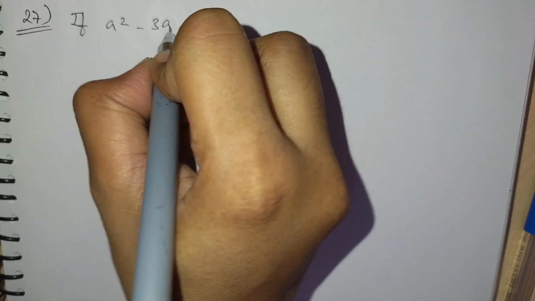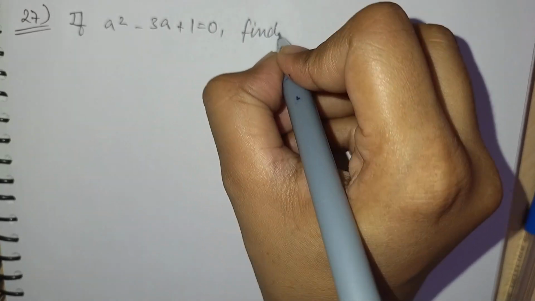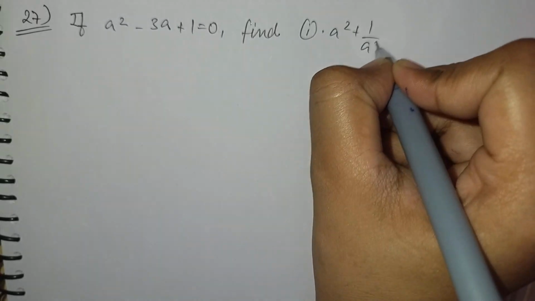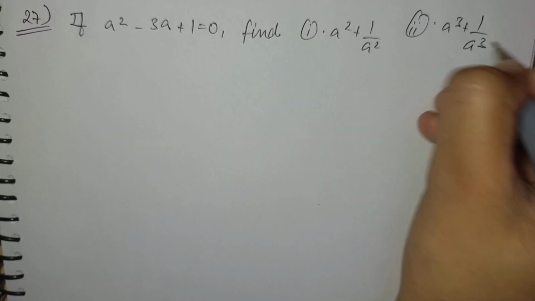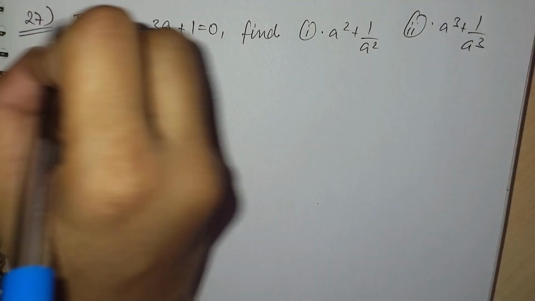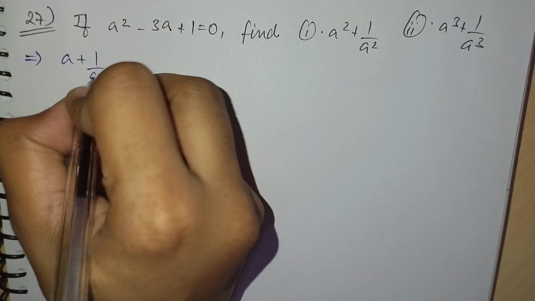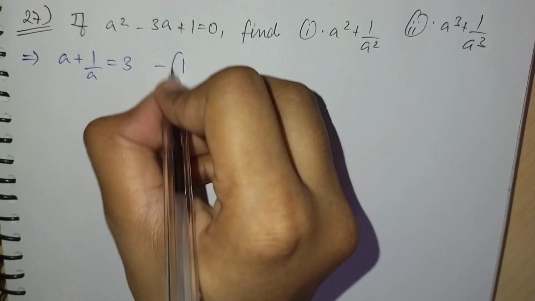Now let us solve the 27th question, which says that if a square minus 3a plus 1 equal to 0, then find the value of a square plus 1 by a square and the value of a cube plus 1 by a cube. So firstly we will divide it with a. So we will get a plus 1 by a equal to 3. Let it be the first equation.